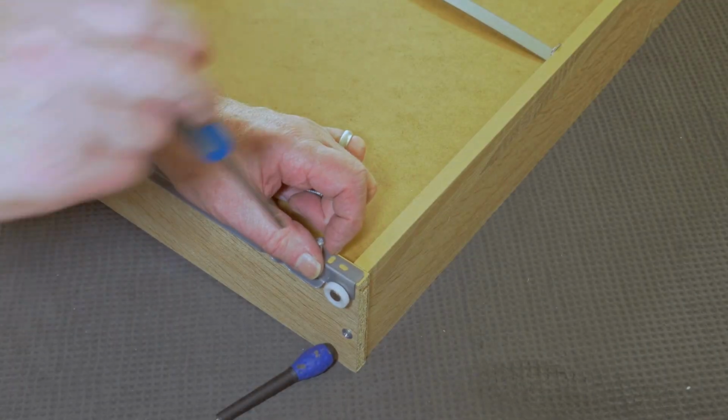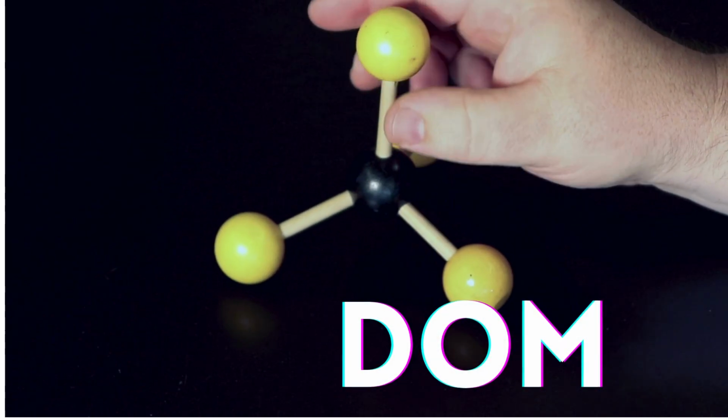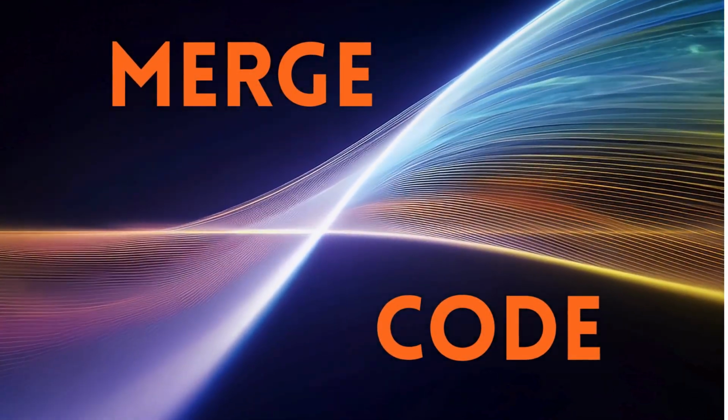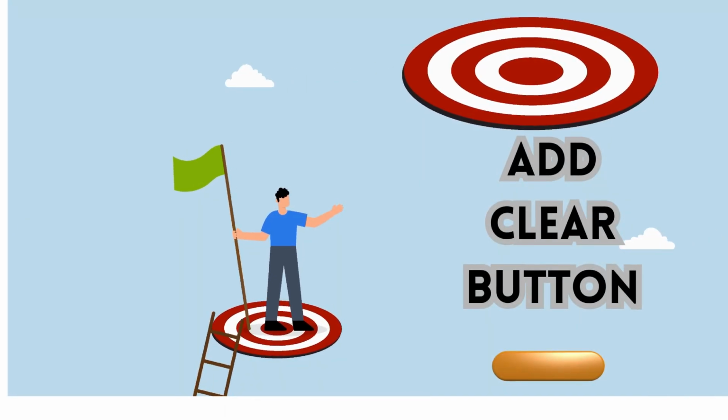Okay, the code is done. The code is complete. Try it yourself. Now you know how to manipulate the DOM. Remember, it's not just about the project, it's about forcing you to merge the codes. Your next challenge, add a clear button. Leave the code in the comments.